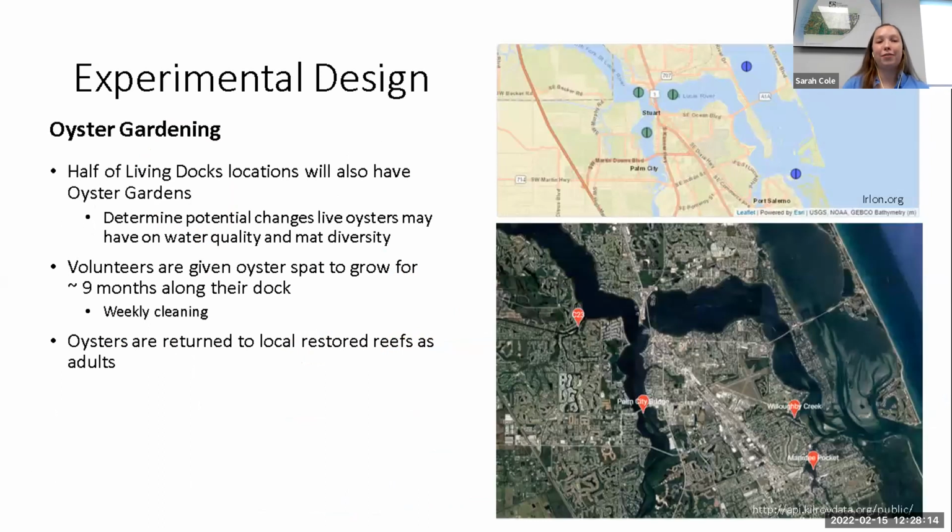Once again, half of those living docks that are chosen for those locations will receive an oyster garden to determine those potential effects that are from live oysters on living docks themselves, as well as this will include having volunteers grow out that oyster spat, those baby oysters, as foster parents for about 9 months, giving us time weekly to clean those cages in addition to taking that water quality. And hopefully at the end of the experiment, we'll have nice stable oysters to return to our locally restored reefs that will continue to up our oyster population.